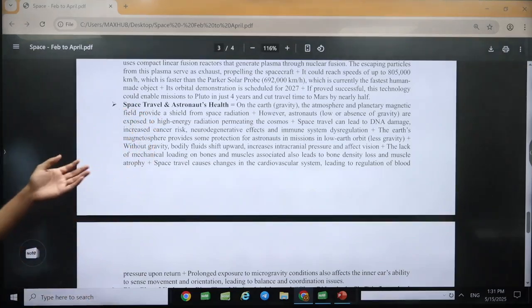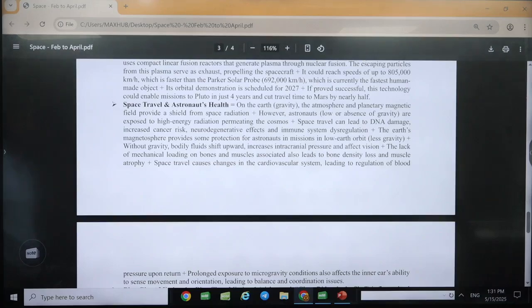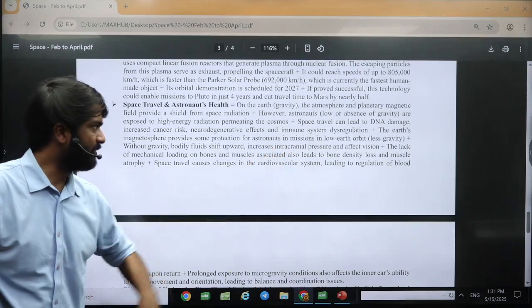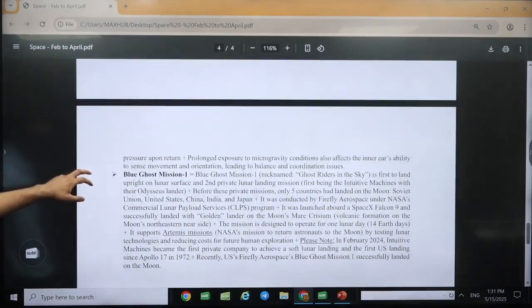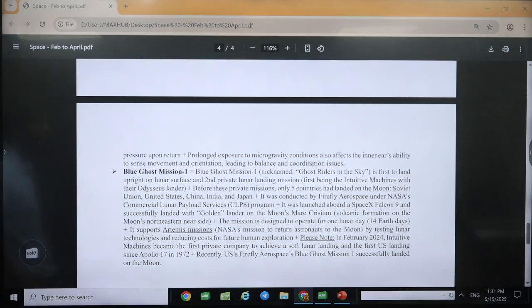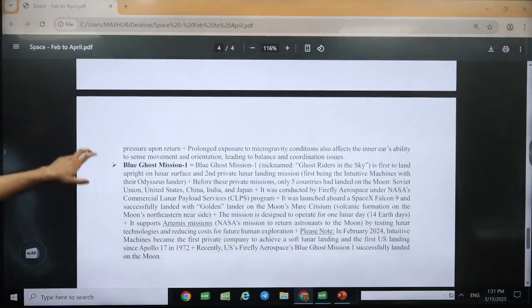I am taking a 1 minute pause, do read it. So it can lead to DNA damage and cancer risk. Whenever astronauts are in space, it leads to bone density loss. Okay. That is it.